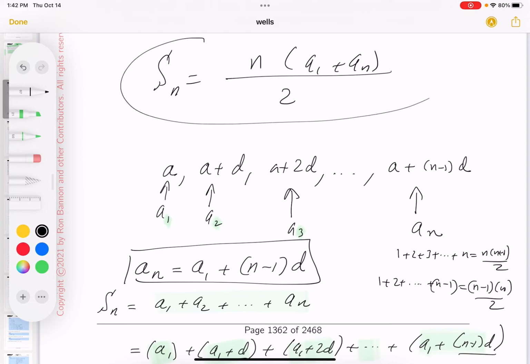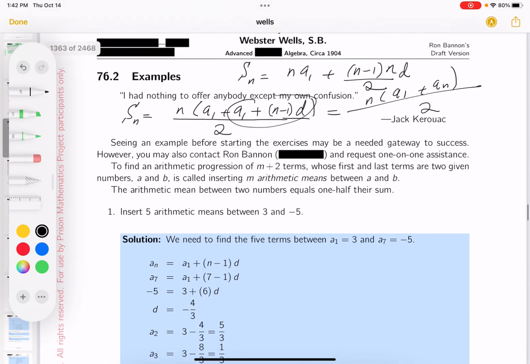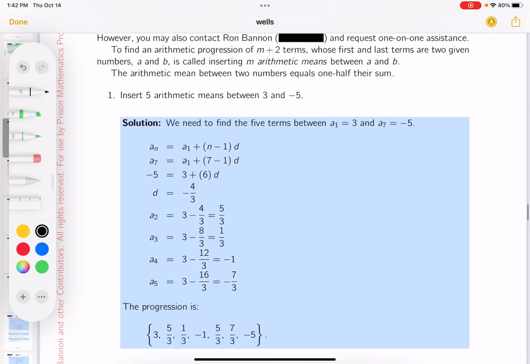Now, I realize some students say, I can't remember all the stuff you're giving me. That's fine. We can always rederive it. So let's take a look at this one over here. When I'm reading it, I need to understand what they're asking for. I'll write this down for you. The way I do it, the way Wells does it, it's going to look different, but they're really the same.